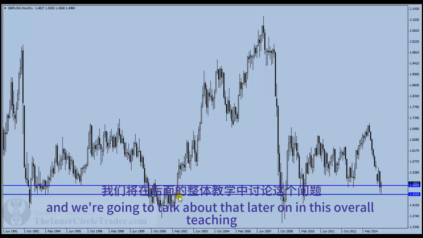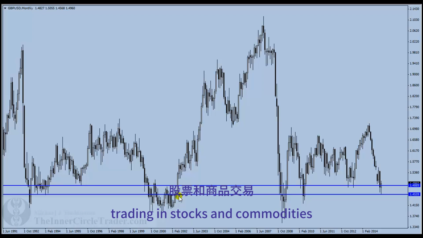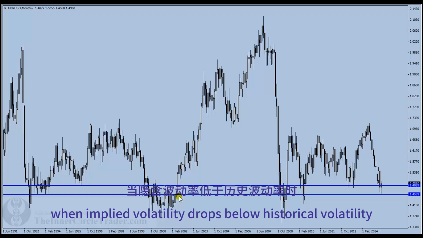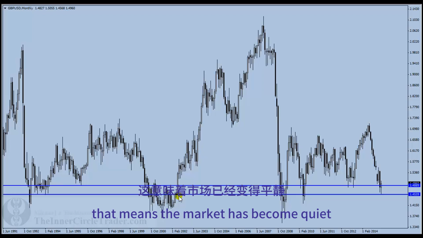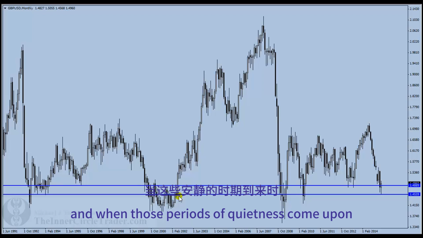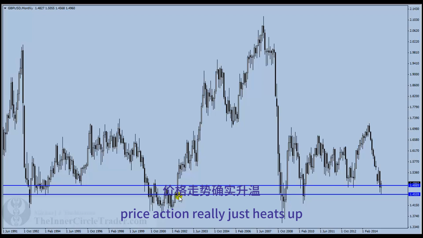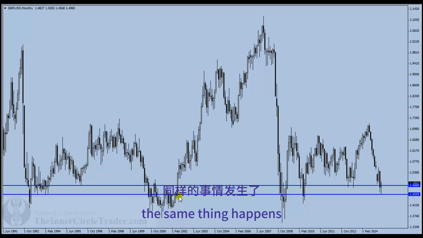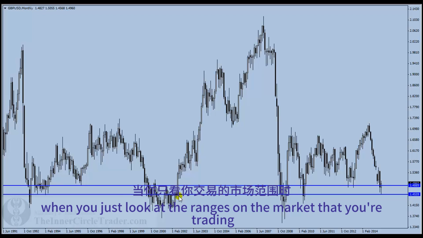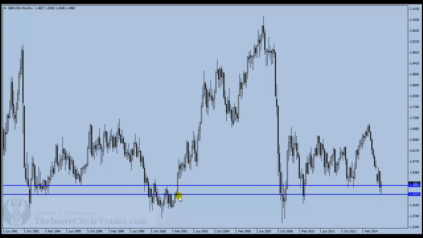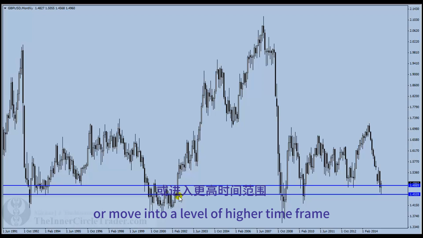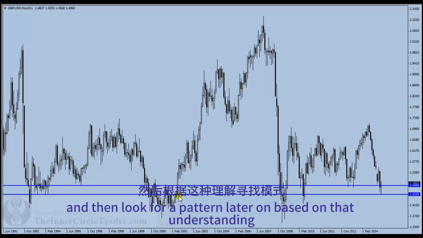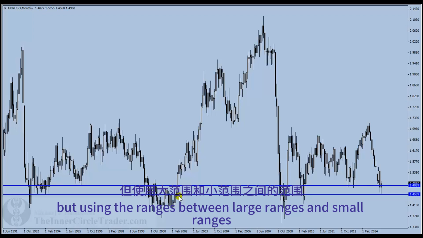Well, the same thing happens when you just look at the ranges on the market that you're trading. If the ranges are big, don't chase it. Just wait for it to go into a retracement or move into a level of higher time frame order block, and then look for a pattern later on based on that understanding. But using the ranges between large ranges and small ranges, you want to look when the market's trading small little ranges. That's when you anticipate these next big moves. Okay, we're not interested in chasing price, we're anticipating price. It's a big paradigm shift from what retail perspective traders are doing and what we're doing. Okay, we are not gambling, we are not throwing dice. Okay, we're looking where the highest probabilities are in our favor of seeing a dynamic price move.